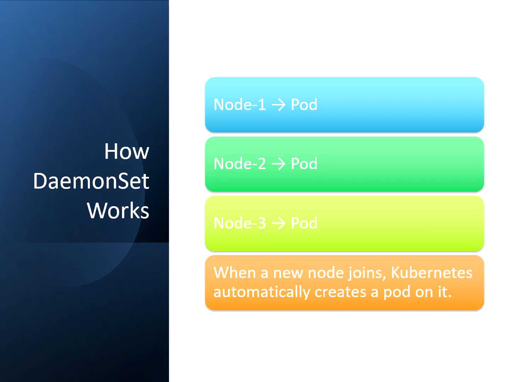Now we'll understand how DaemonSets work. Let's visualize this. Suppose we have three nodes, node 1, node 2, node 3. Now we create a DaemonSet. Kubernetes schedules one pod on each node. So node 1 gets one pod, node 2 gets one pod, node 3 gets one pod. Now imagine a fourth node joining the cluster. Kubernetes will instantly create another pod on that node without any manual action. That's the power of a DaemonSet.